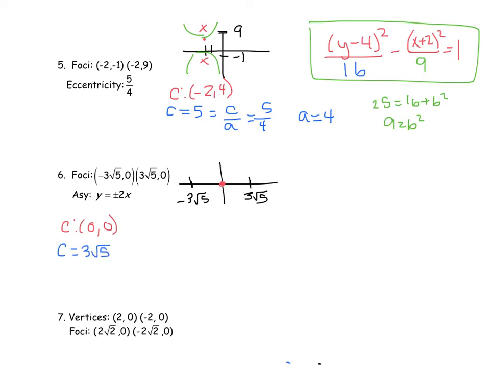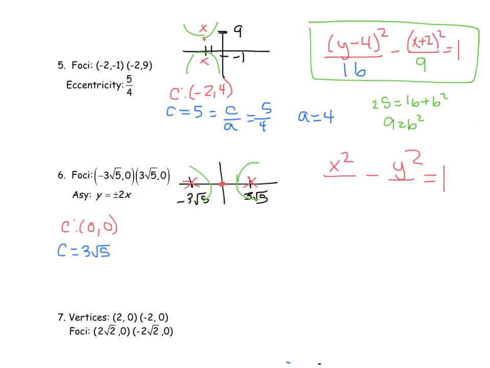I also know that this is a hyperbola that's going to open right and left because we have to hug these foci. So if it opens right and left, then that means x comes first. So I can start my equation x squared over something minus y squared over something equals 1. This time I've given you the asymptotes. The key when I give you the asymptotes is the slope.